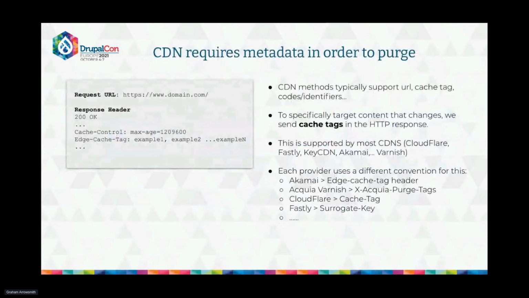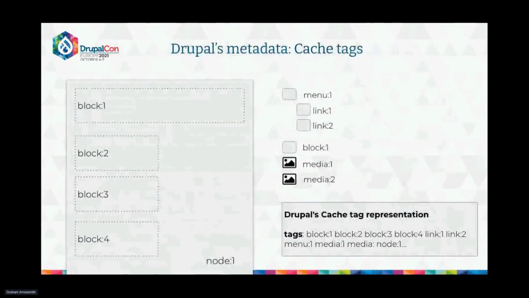As I just said, the CDN requires metadata to purge, and this metadata comes in various tags. For Akamai, it's the Edge-Cache-Tag header. For Akamai, it could be the Accept purge tag. For Cloudflare, it's the Cache-Tag key, and for Fastly, it's the Surrogate-Key. Basically, each CDN can have its own mechanism. They can utilize the cache tags. They can utilize the URLs as well. But we are going to look at the cache tag mechanism, which comes out of the box from Drupal.